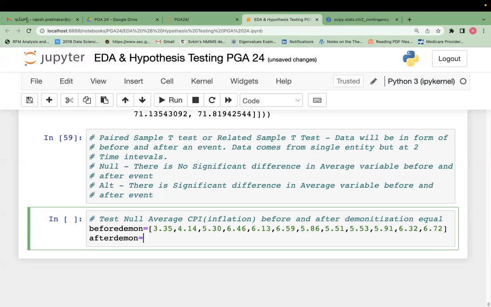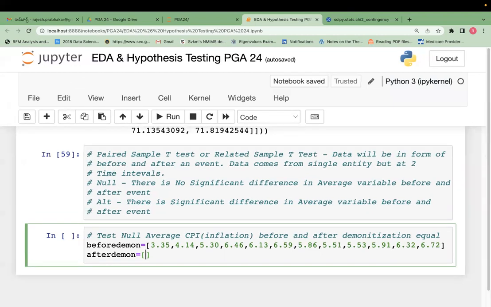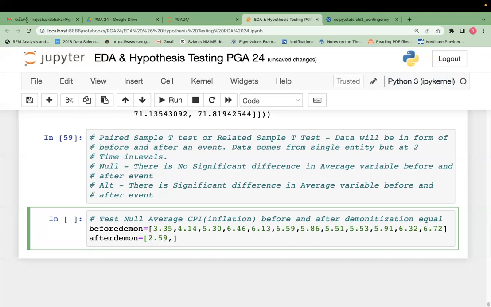After demonetization is equal to 2.59, 2.23, 1.86, 2.62, 2.61, 2.21, 1.09, 1.08, 1.79, 2.52, 2.89, 3.24.